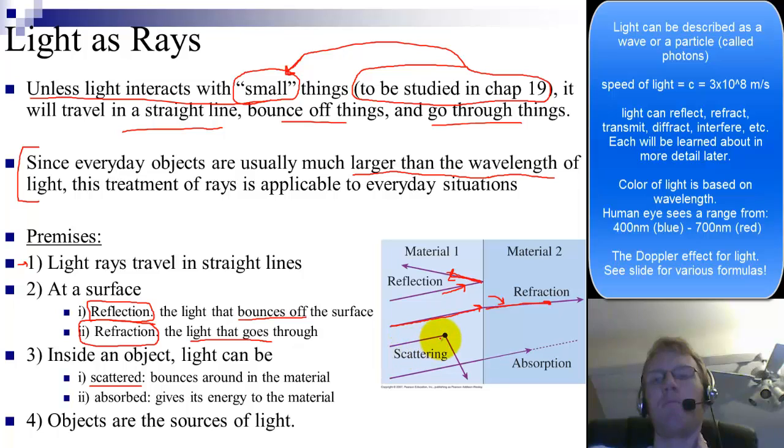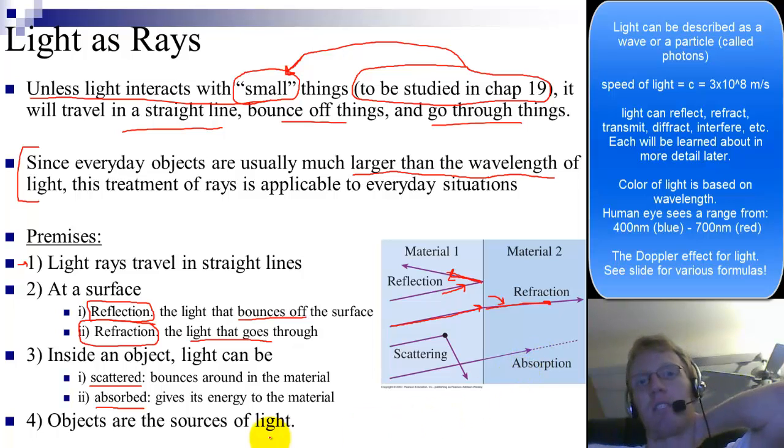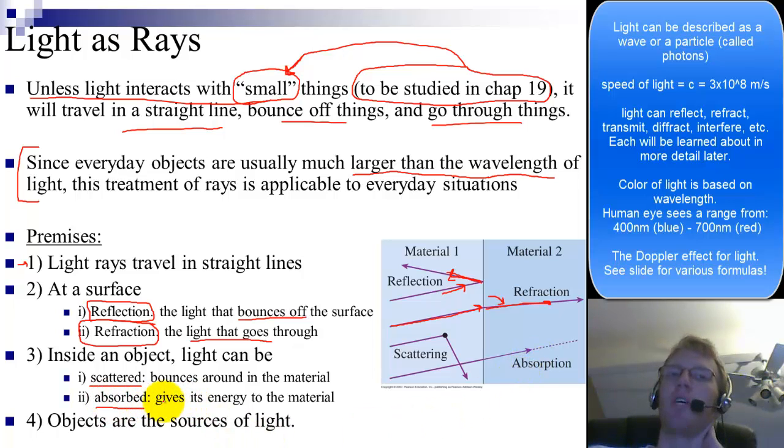An example of scattering might be if you have some mist, and you have a laser shining through that mist. The laser light will hit those misty particles and bounce off in different directions, allowing you to see the laser light that you wouldn't normally be able to see. And the second thing that could happen is it could be absorbed. So sometimes when you shine light on an object, most of it doesn't reflect. Most of it actually goes into the object and is absorbed. An example of that is black objects. So very little light is reflected from black objects. And all objects are the source of light, either illuminated or luminous sources.